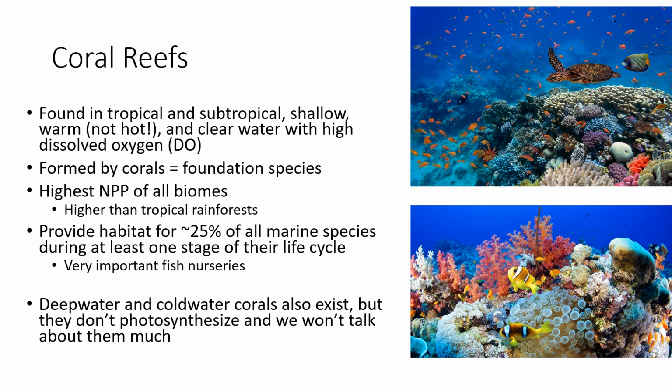All right, let's get to one of the big guys for the class, and that's coral reefs. So coral reefs, the ones that you tend to picture, the ones that I have pictured here on the right, those are found in tropical and subtropical shallow, warm waters. Not hot. We'll talk about the problem if that water gets too hot. Typically tend to be very clear water, very low turbidity, very high dissolved oxygen.